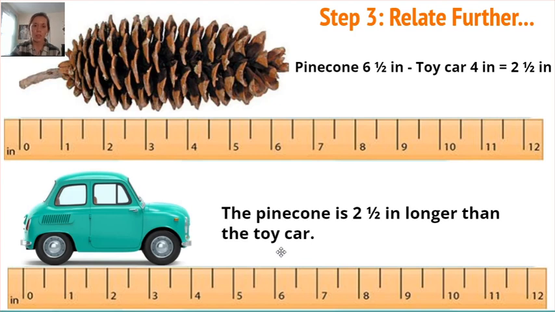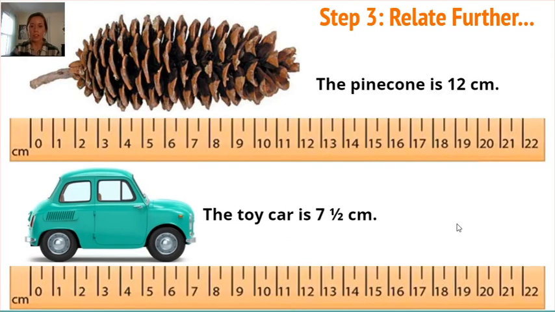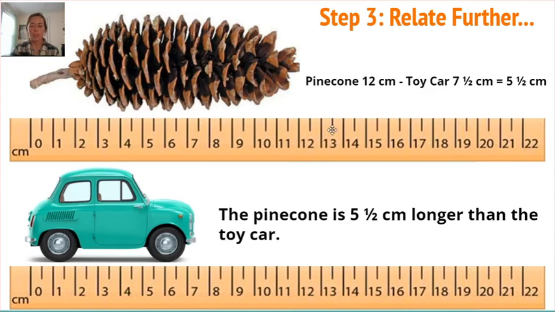All right, let's do this in centimeters too. Here we know that the pine cone is 12 centimeters and that the toy car was 7.5 centimeters. Again, we know that the pine cone is bigger than the toy car, so let's see by how much. The pine cone is 12 centimeters, the bigger number, subtracted by the toy car's length, 7.5 centimeters, equals 4.5 centimeters longer. Then we put that into our number sentence and say that the pine cone is 4.5 centimeters longer than the toy car.